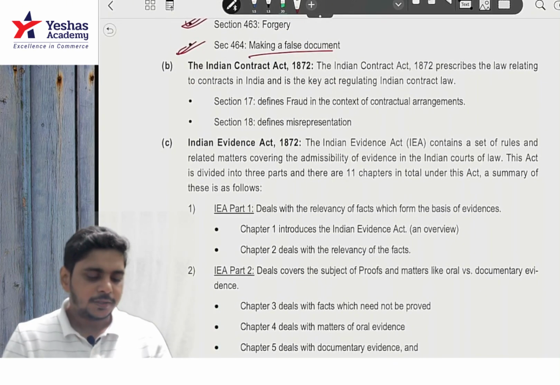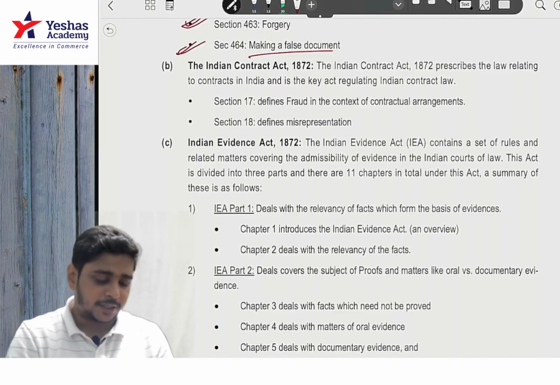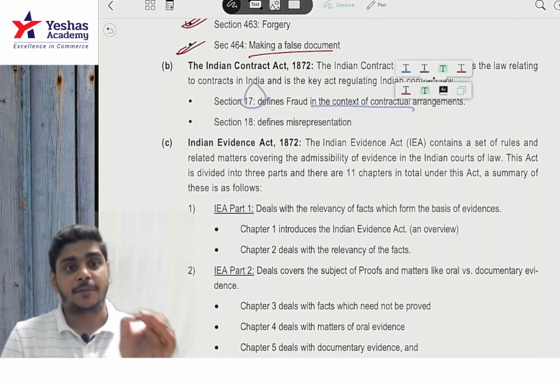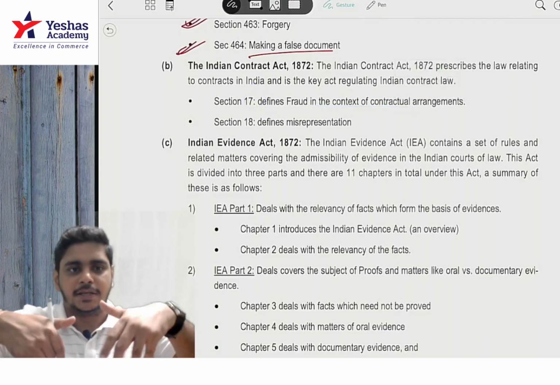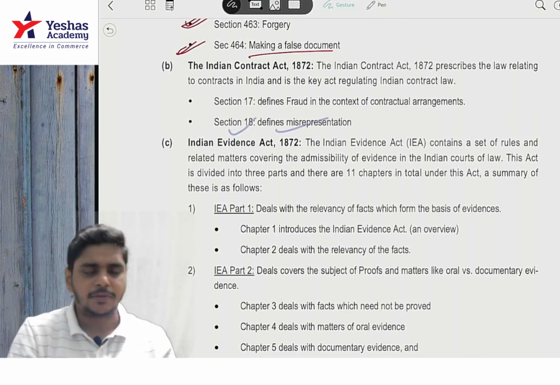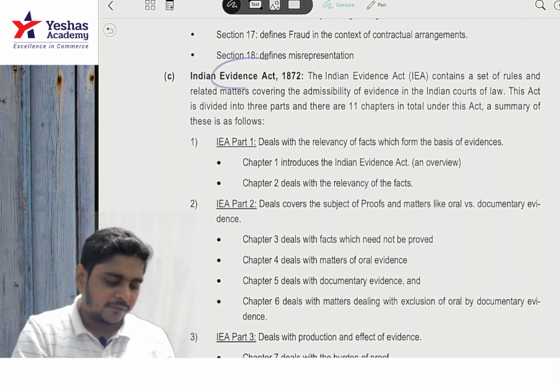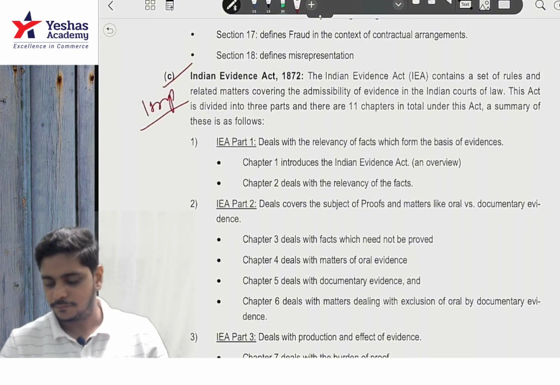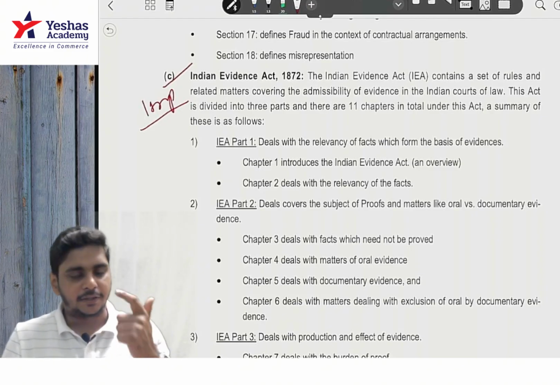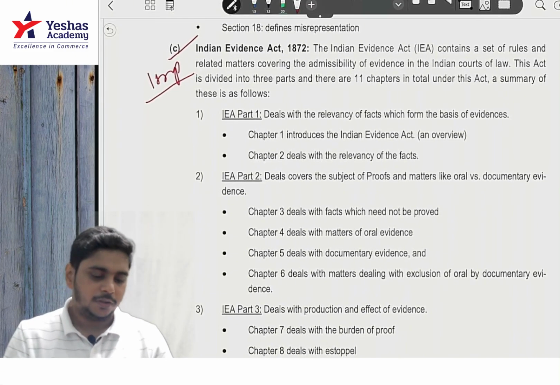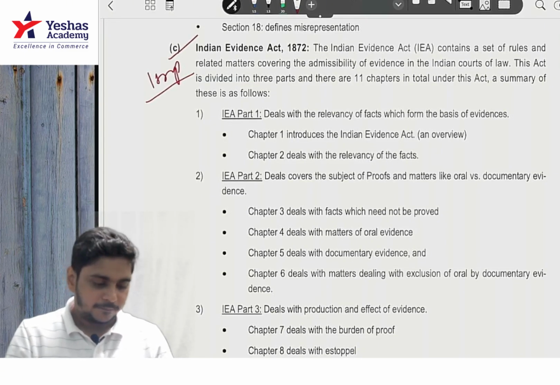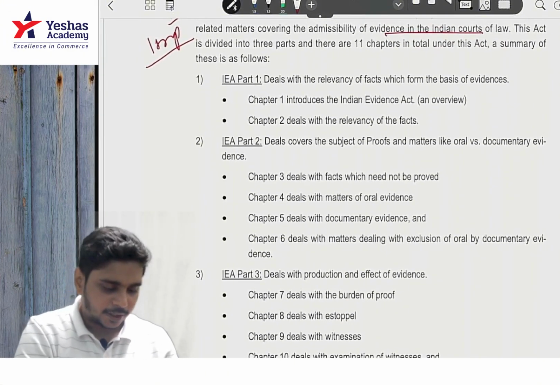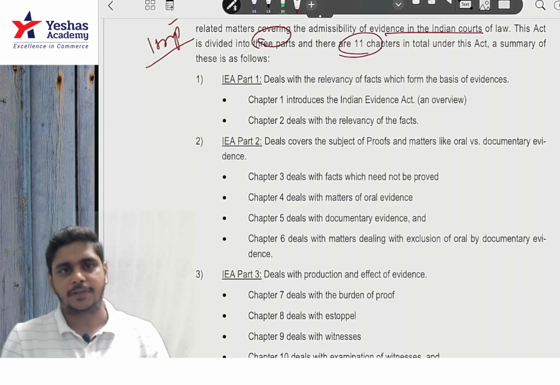Then Indian Contract Act 1872, this you must have done at your foundation level. Section 17 talks about fraud. In Hindi we say 17 pe khatra. 18 talks about misrepresentation. Indian Evidence Act, important. After Indian Penal Code we say Indian Contract Act and Indian Evidence Act 1872. It contains a set of rules and matters covering the admissibility of evidence in the court of law. The act is divided into 3 parts and 11 chapters.